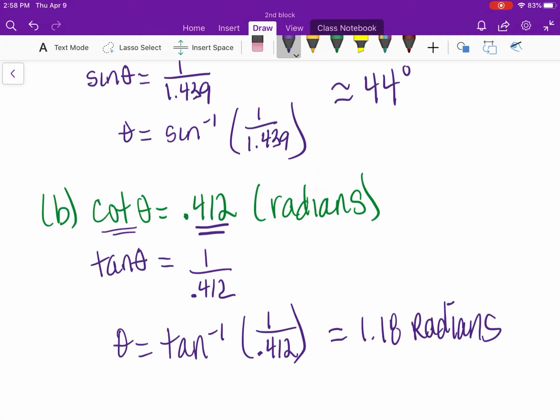So that should get you in good shape on your next math lab. Once again, you're just going to need to pay attention to how far it asks you to round, and then also remember to switch your calculator mode back and forth.